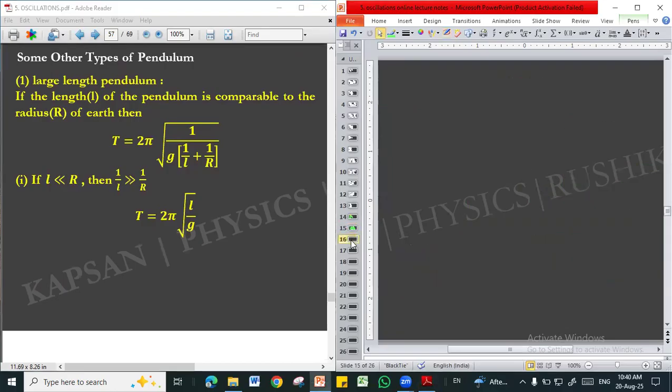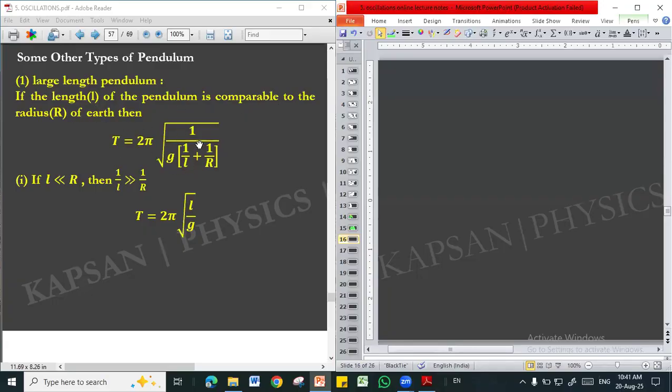Next point is some other types of pendulums. Large length pendulum. If the length of the pendulum L is comparable to the radius R of the earth, then the time period is given as 2 pi into root of 1 upon g in the bracket 1 by L plus 1 by R. Now, of course, we have to accept this formula. Pendulum of large length.